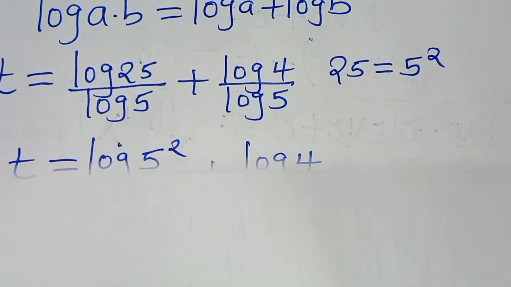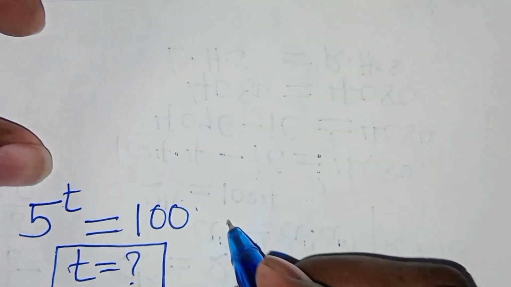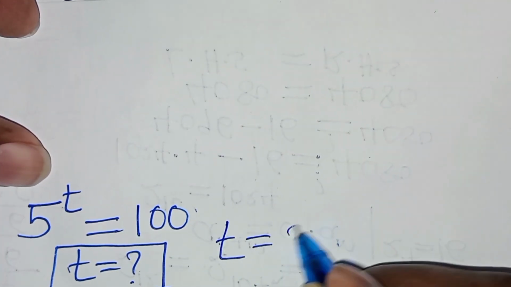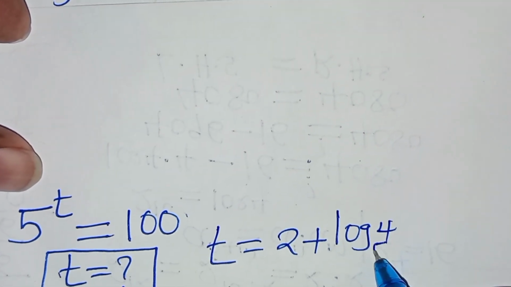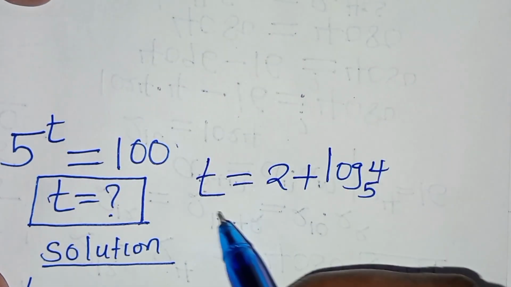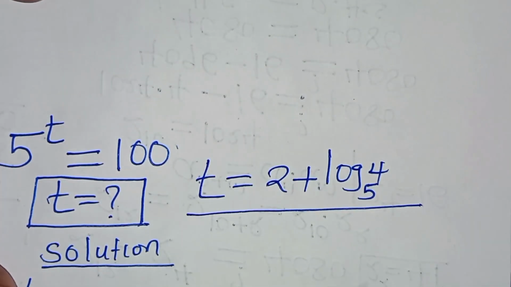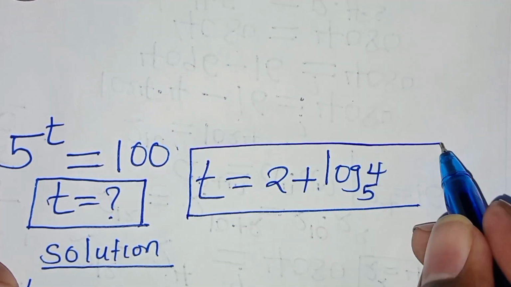So we have t is equal to 2 plus log 4 to base 5. So this is the solution to this exponential problem.